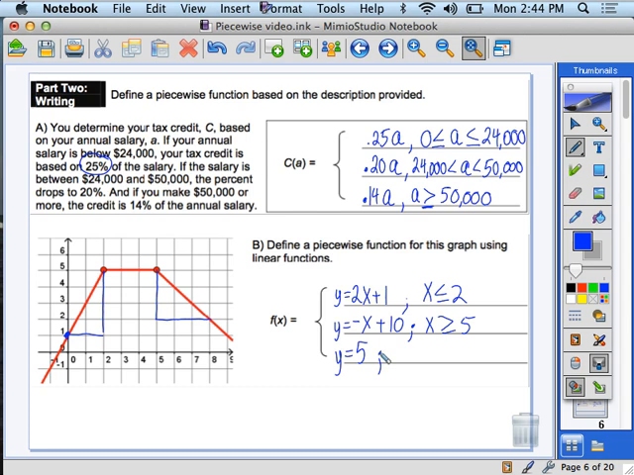I really should have put this one in the middle, but it's okay, it doesn't matter. So this is when x is between 2 and 5. Okay?